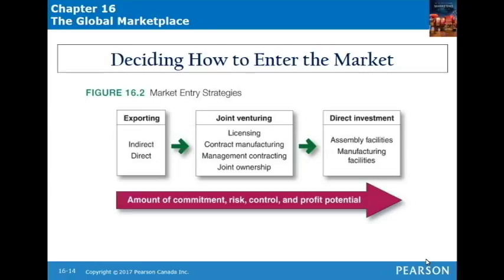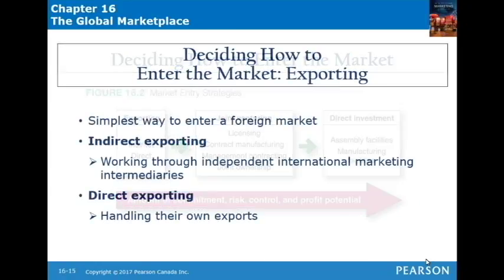And on the left, there's a box called exporting, indirect, direct, with an arrow going to the middle where there's a box that says joint venturing, licensing, contract manufacturing, management contracting, joint ownership. And then an arrow going to the right, another column says direct investment, assembly facilities, manufacturing facilities.